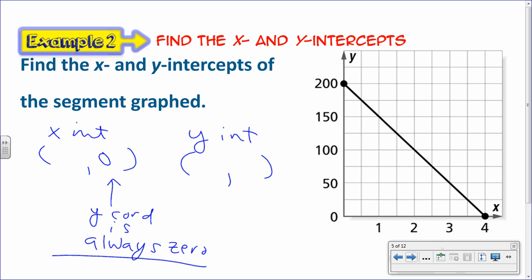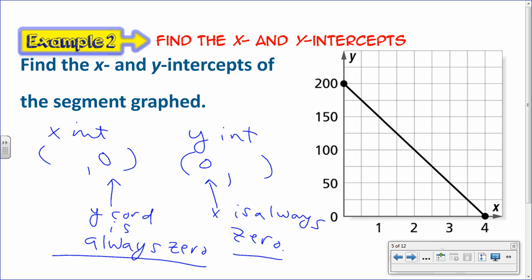If it's the y-intercept, what do you know about the ordered pair? X is always 0. Write that down. X is always 0. No matter what. No matter what, it's always 0. Write that down. Because this will help lead into the next question.